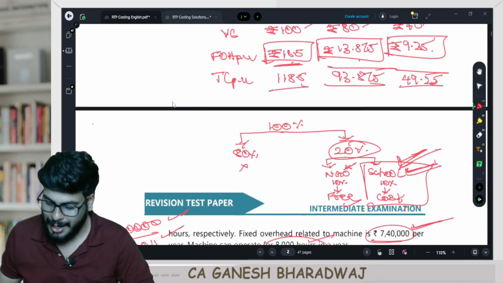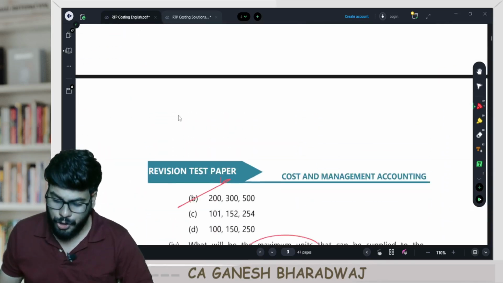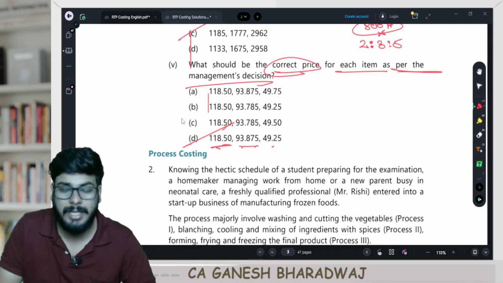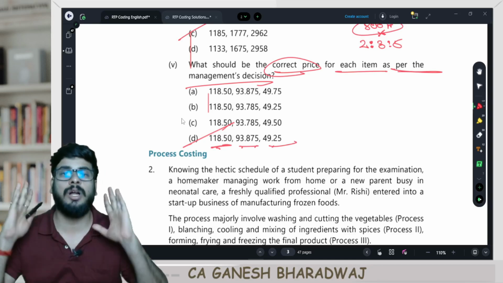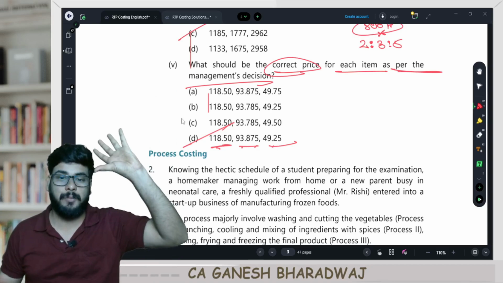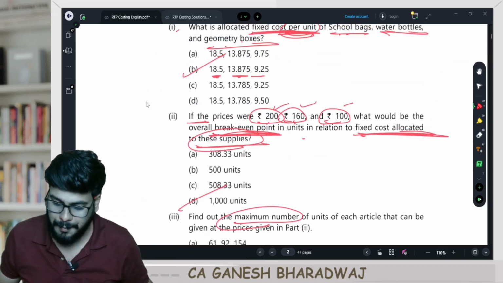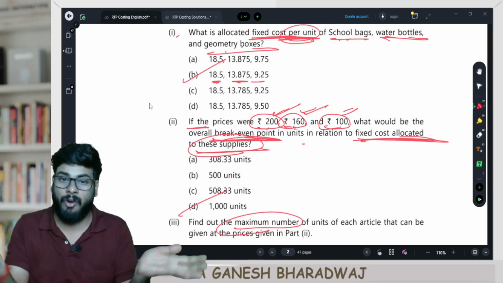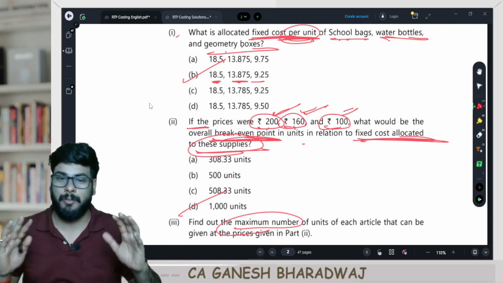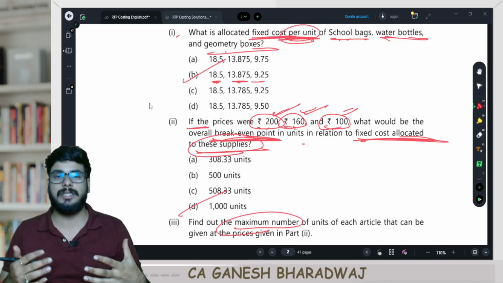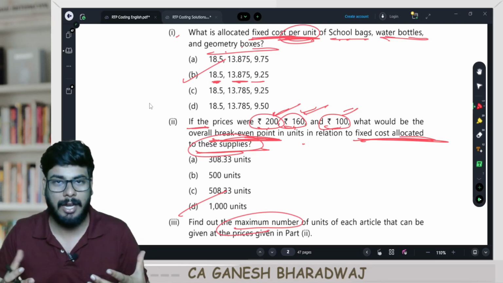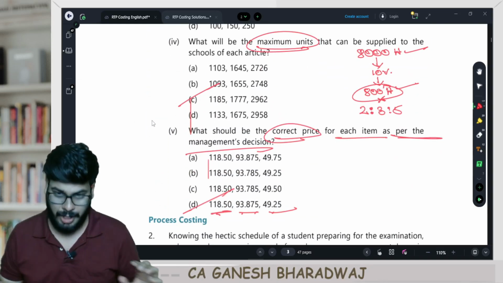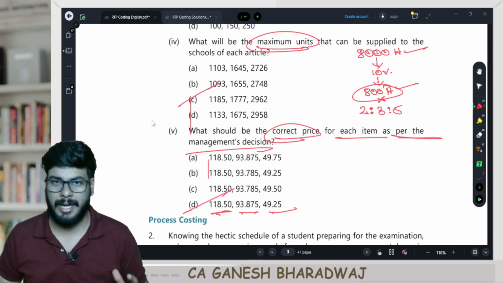So ideally speaking, as per the management decision, you should be charging them 118.50, 93.875, and 49.25. So this is what this question is all about. First they have given the management policy, but in the second part and others, they have given fiction. Why have they given this fiction? Suppose I am fixing 200, 160, 100. These are the fictions created. For these selling prices, how much should be the break-even point? For the purpose of calculating the break-even point, they have given some selling prices, and based on that, you need to calculate your break-even point. But ideally speaking, that's why at the end they have given what should be the correct price a company should charge. Are you clear with this, guys? So that's about this entire numerical problem.